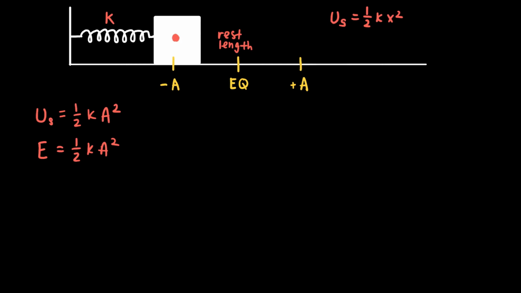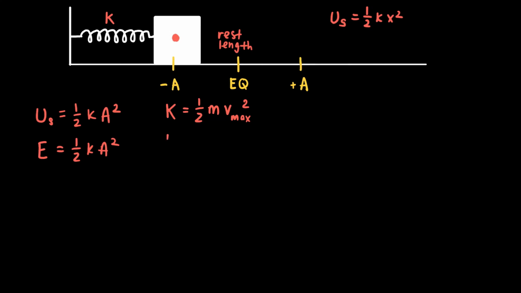Now let's look at the equilibrium position. At the equilibrium position, the spring would be at its rest length, which means it's not stretched or compressed. That means that the elastic potential energy would be equal to 0. So where did all the energy go? All of that energy now has been converted into kinetic energy. The kinetic energy of the system at the equilibrium position would be equal to 1/2 m v squared, but not just v squared. I'm going to write v max squared, because at the equilibrium position, the velocity of this block is its maximum value.